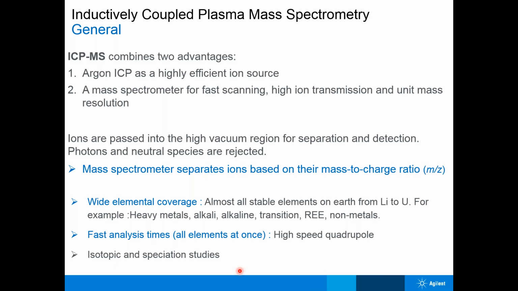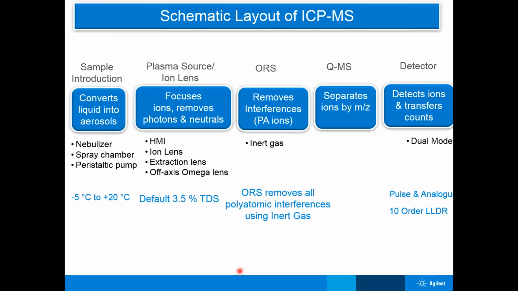So when we talk about the instrumentation of the ICP-MS, this is a schematic layout of the ICP-MS. First is called the sample introduction system, which basically contains the nebulizer, spray chamber, and the peristaltic pump. What is the role of the sample introduction system? It converts the liquid into aerosols. Nowadays, the spray chamber is available in a few of the ICP-MS as Peltier cooled, where you can set the temperature from -5 to 20 degrees Celsius.